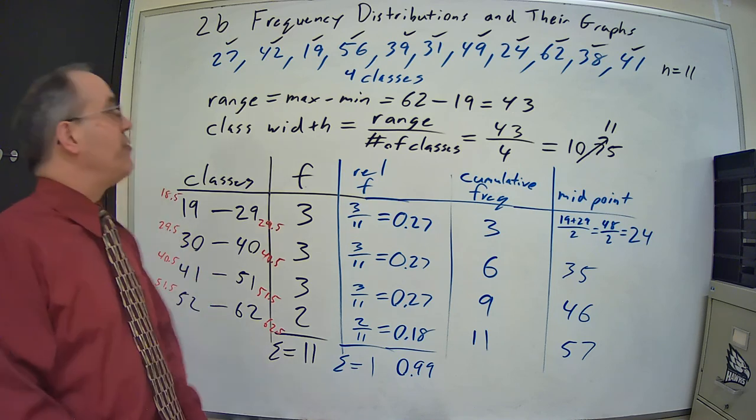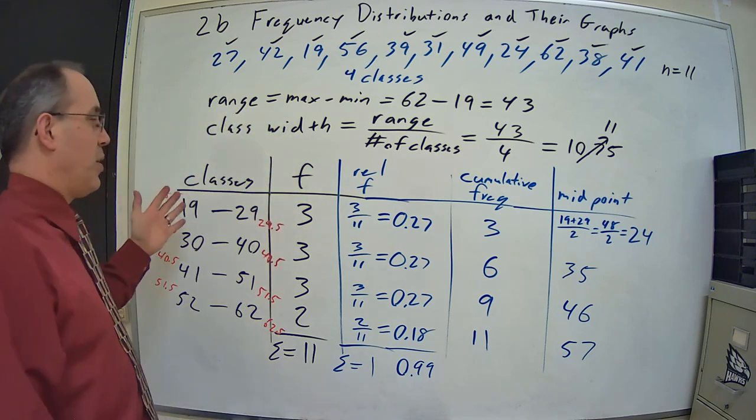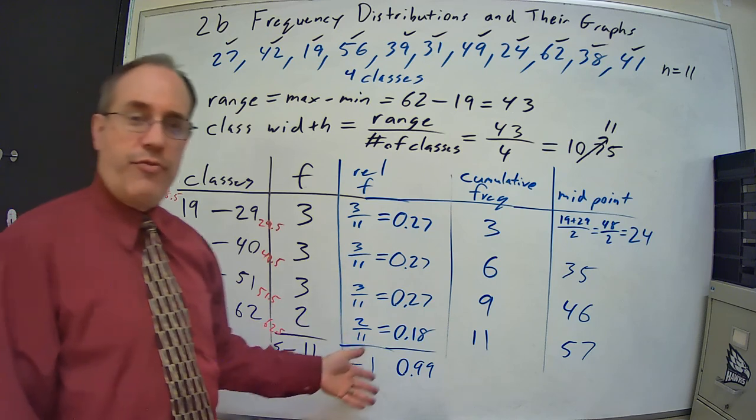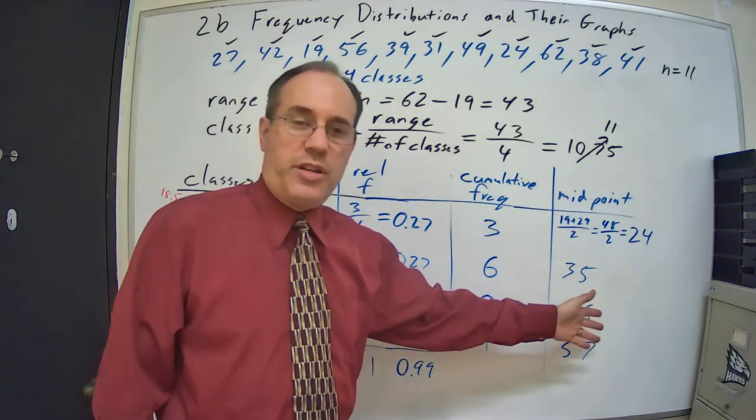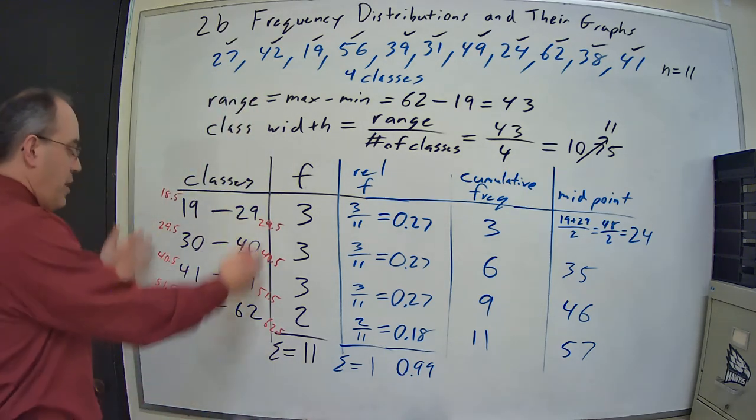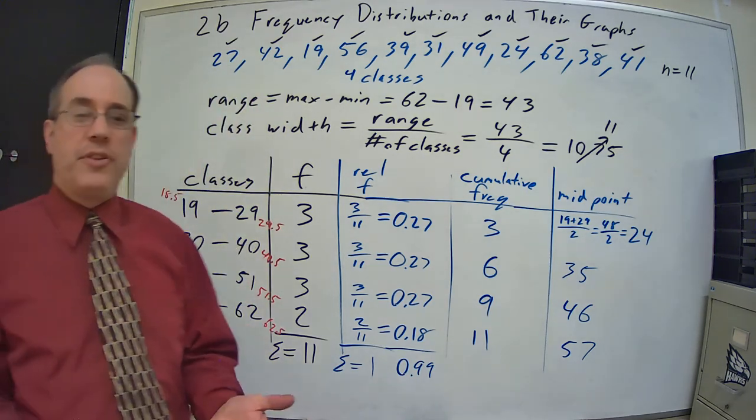So now we have not only the frequency distribution in place, but we also have our relative frequencies, our cumulative frequencies, we have midpoints, which are going to help us with graphing, and we have our class boundaries, which are going to help us with graphing.